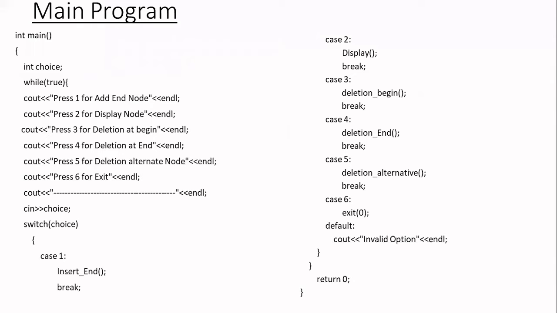Now let us see a small program on how to delete the nodes from the circular linked list. So this is just a main program. Here we are just displaying the menu for the program. First thing, we should have a node. So add the node. Then you display and see how many nodes are there in the circular linked list. Then there are three ways you can do the deletion: delete at the beginning, delete at the end, delete the alternate nodes.